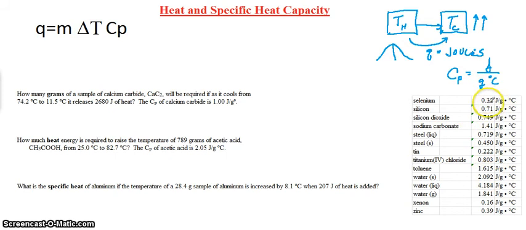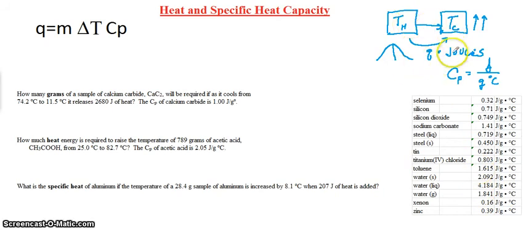Something like selenium, it only takes approximately a third of a joule to take 1 gram and raise its temperature by 1 degree C, as opposed to water, which famously has a very, very high specific heat. It's 4.184 joules to get 1 gram of water to go up 1 degree C. So it takes a while for its temperature to rise, because you have to put a lot of energy, a lot of heat into it before the temperature will go up. Whereas something like xenon down here, 0.16, you don't have to put much energy at all into that before its temperature will rise.